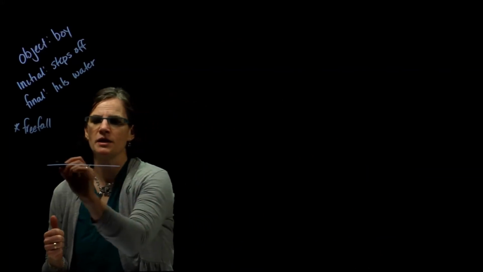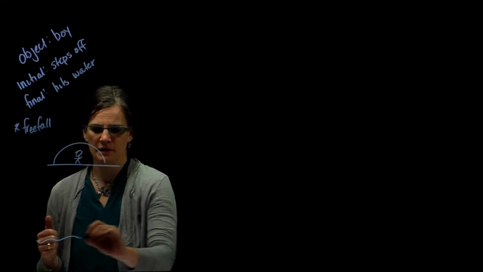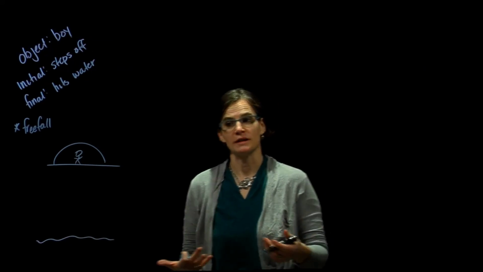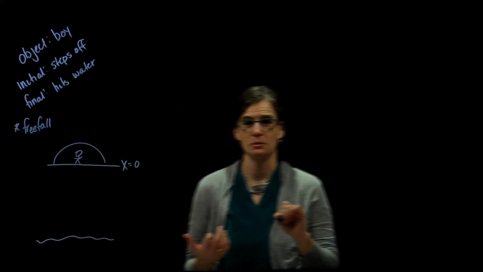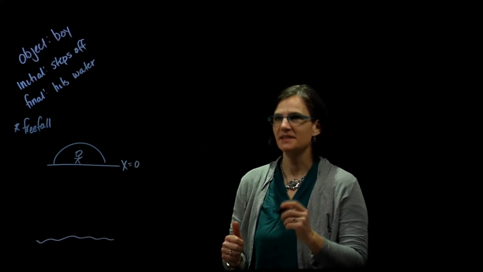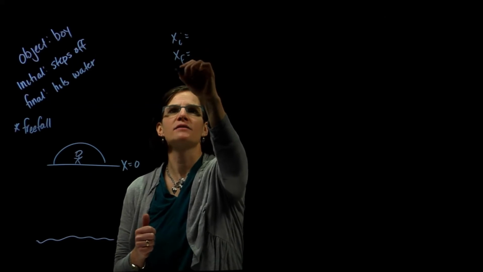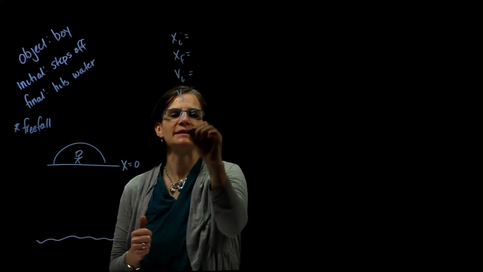Okay, so like with everything else, we're going to identify our world. So here's the bridge, here's the water below, and we can identify the origin. I'm going to put the origin at the location of the bridge. Okay, next step, making our list of knowns. So x initial, x final, v initial, v final, acceleration, and time.